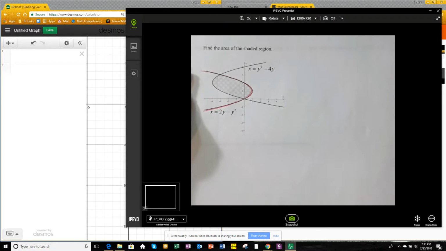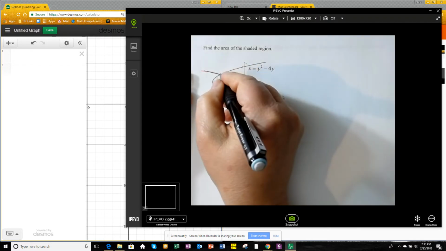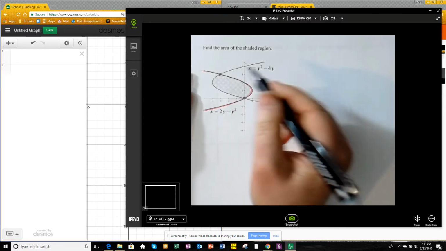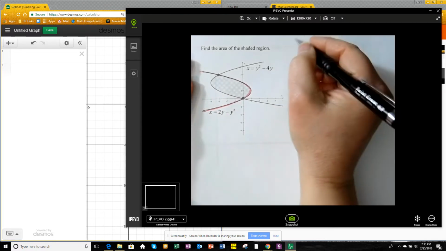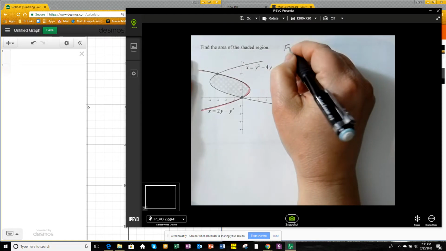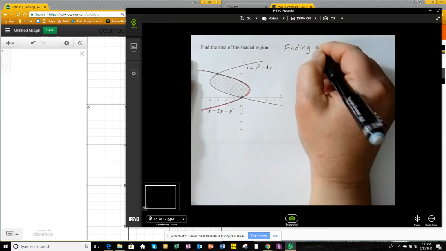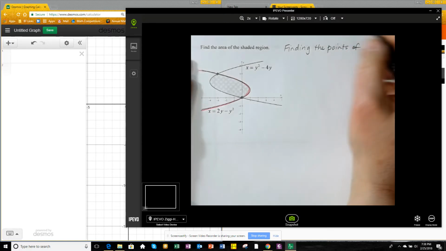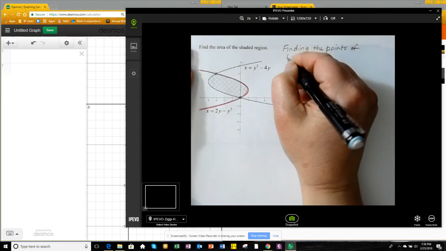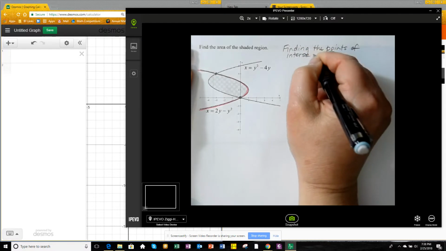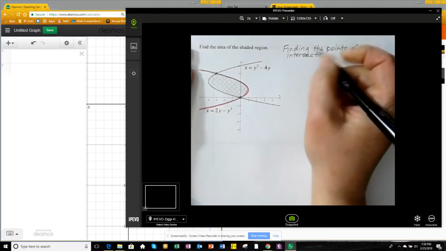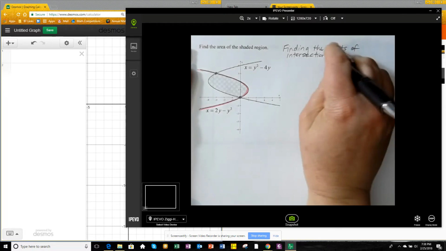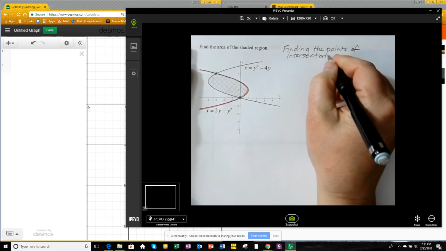Now what's interesting is that they haven't given us what these points are. Well, I suspect they're 0 and 3, but we shouldn't trust our graph necessarily. So let's find the points of intersection. Now how do we do that? Well, these equations are both x equal equations. So if they're both equal to x, then they have to be equal to each other. So let's set them equal to each other.